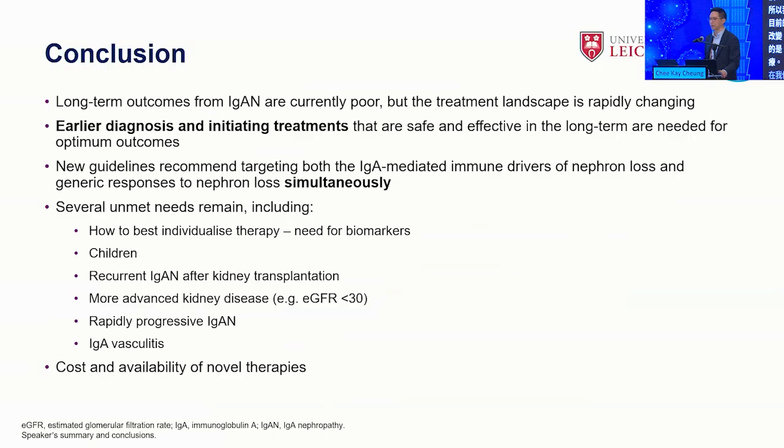We need to think about those populations that have been excluded from clinical trials: children, recurrent IgA after kidney transplantation, those with more advanced kidney disease, for example, GFRs less than 30. Are these therapies going to be as effective in those groups? How about those with rapidly progressive IgA nephropathy or chronic IgA that have been excluded from the clinical trials to date, or IgA vasculitis as well? Of course, the elephant in the room is the cost and accessibility of all these new therapies as well.